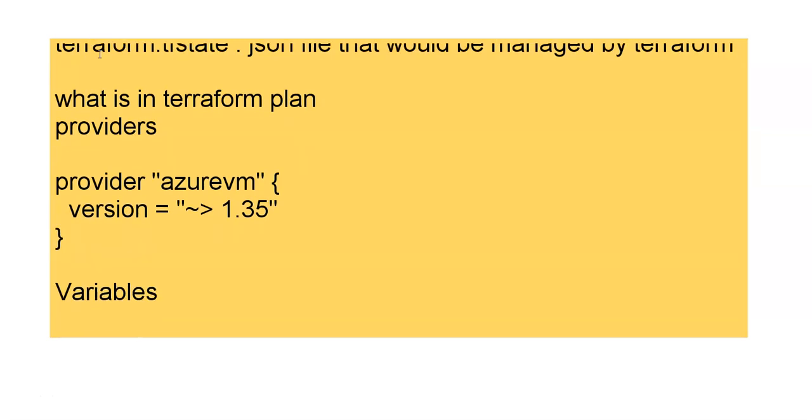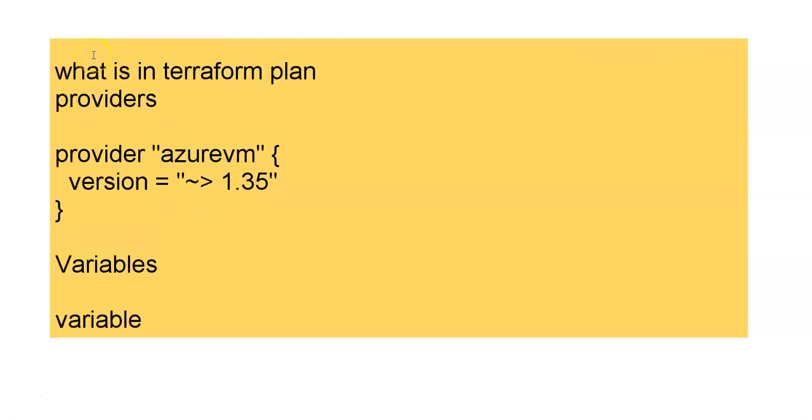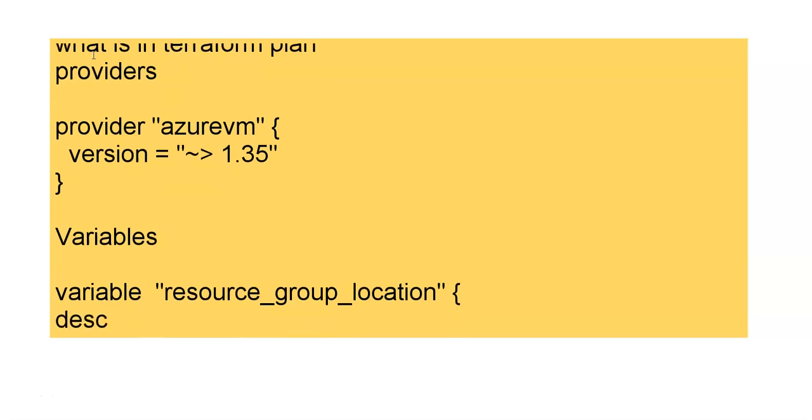What do variables do? Earlier we defined a variable in Terraform as a way to express the configuration more generally. Variables are set when the plan runs. So I want to define a variable. I would do this: variable, resource group location. I would give a bracket and describe this variable: the location of the resource group.